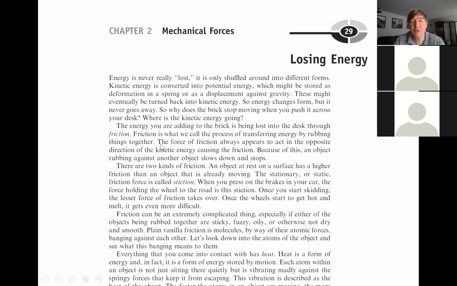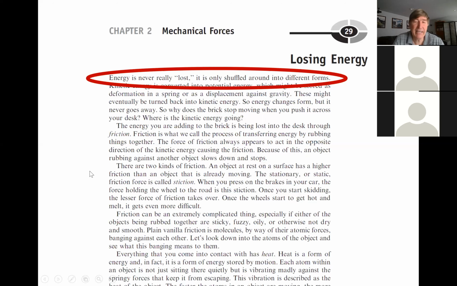Okay, so on page 29, they talk about losing energy, and then they start off by saying, well, you can't really lose energy, which is something one of you typed into the comment box a few minutes ago. Yeah, energy is never really lost. It just changes form. You can change from one form of energy into another form of energy. And yes, heat is one of those forms of energy.